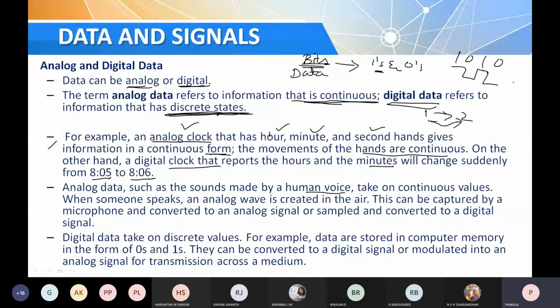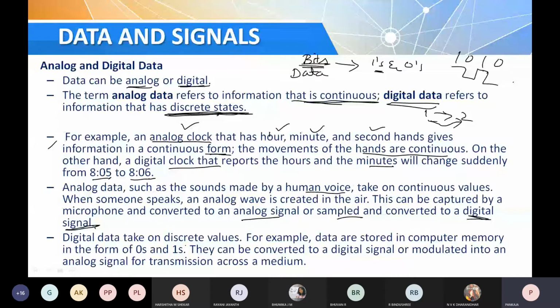Whatever I am speaking is represented as analog data. It is in continuous values. Now this information is captured in the microphone and can be converted into a digital signal. We have different methods for how to convert analog into a digital signal. All those different methods we will be discussing later. Here, digital data takes on discrete values. When I use the term digital data, it will always have discrete values.